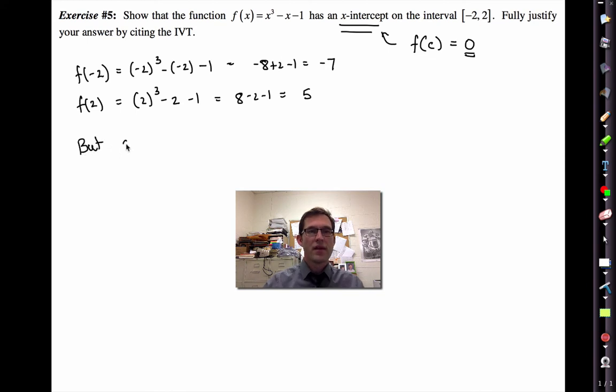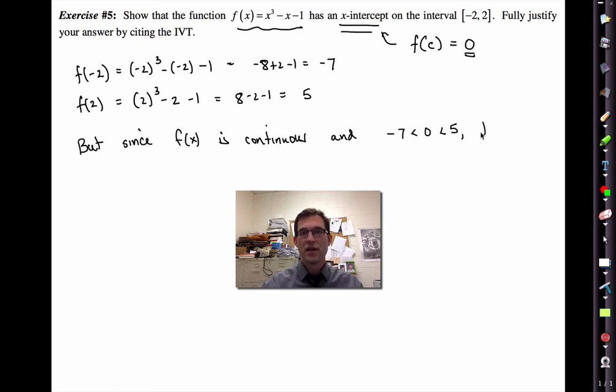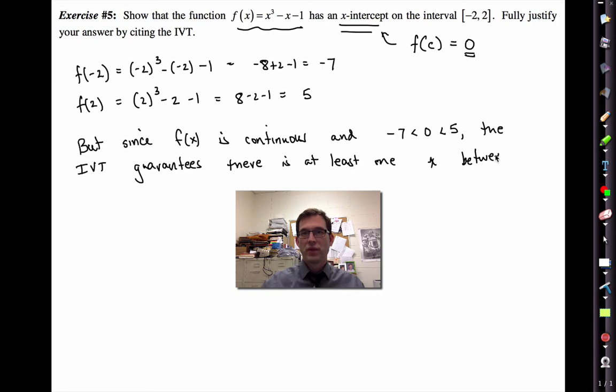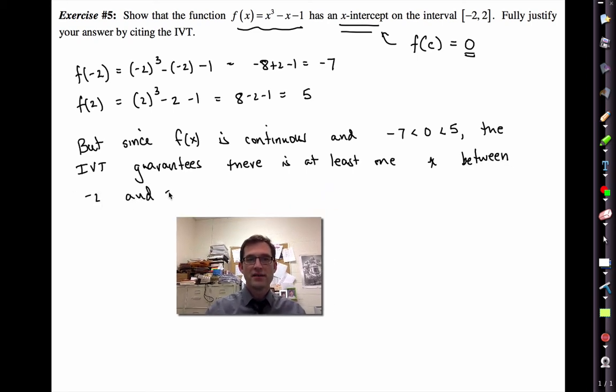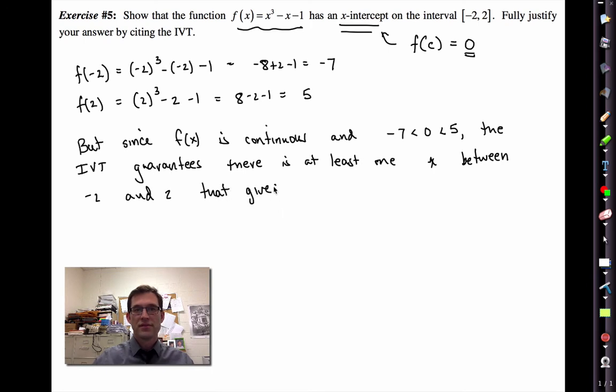But since f of x is continuous, as all polynomials are, and that's just a polynomial, and since negative 7 is less than 0 is less than 5, the IVT guarantees there is at least one x between negative 2 and 2 that makes f of x equal 0. Maybe not gives. Let's use makes.